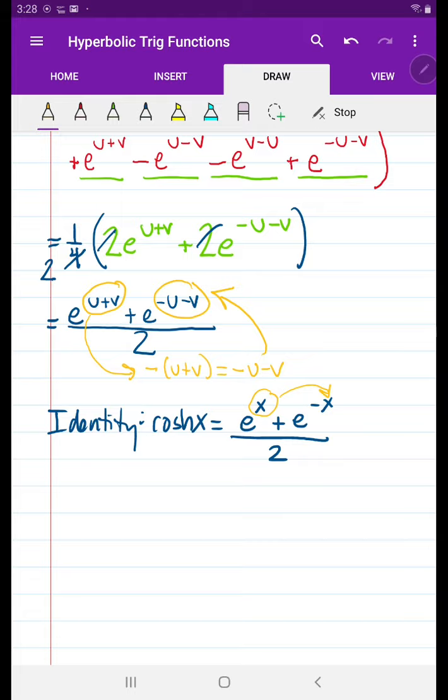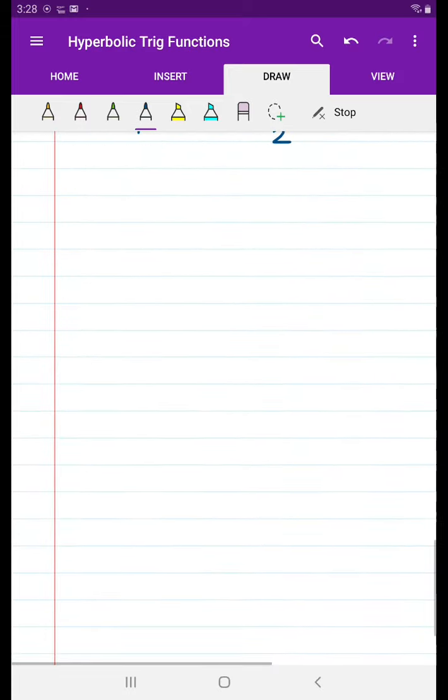So if cosh x is that, then we can say this is the same thing as cosh u plus v. And we're all done, and we have proved our identities. So when you do your work, you have to show all these steps, because that's how you prove an identity, okay? So that's it for number 28, and then we'll go on to number 30.